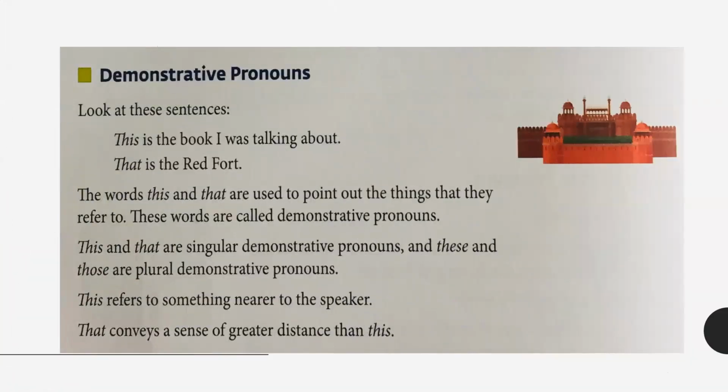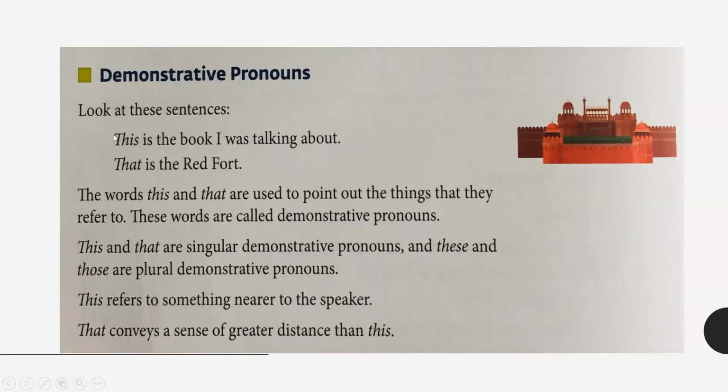Demonstrative pronouns. As the name suggests, it helps us to demonstrate something. Let's have a look at these examples. This is the book I was talking about. That is the Red Fort. The words this and that are used to point out the things that they refer to. That's why these words are called demonstrative pronouns. As the name suggests, demonstrative.